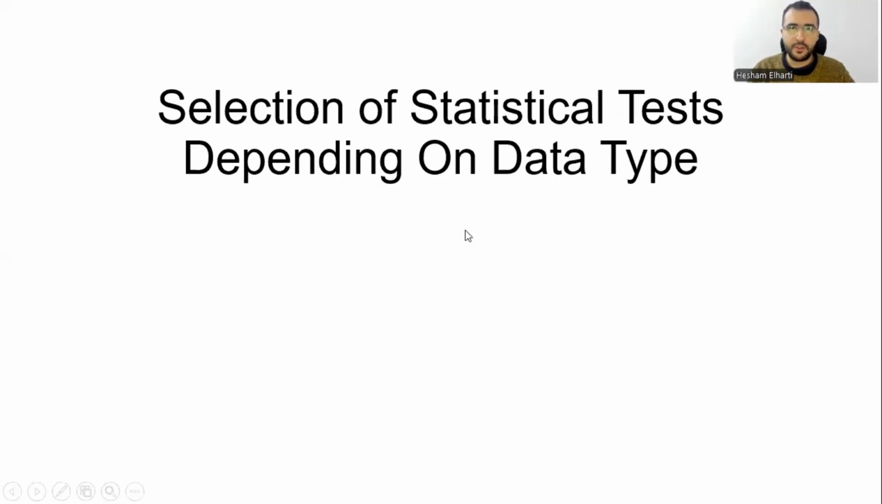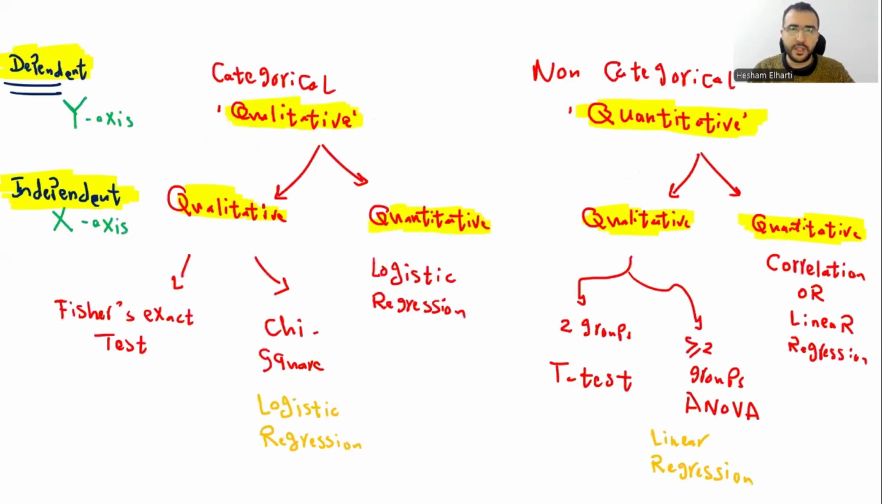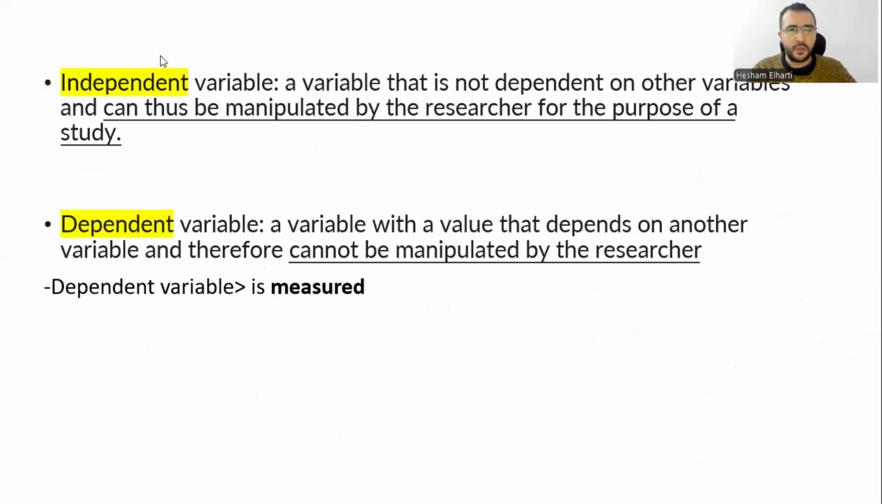Hi, in this video, I'm going to explain selection of statistical tests depending on data type. In the next few slides, I'm going to break down the slide into more simpler concepts. Starting with the first slide, the difference between independent variable and dependent variable.